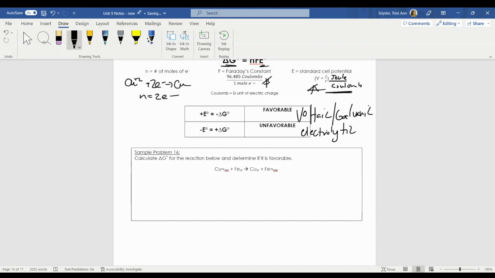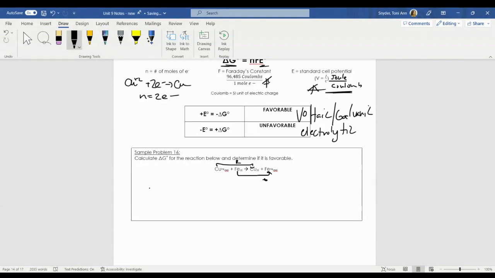Let's take a look at this reaction down here, sample problem 16. Sample problem 16 says calculate delta G for the reaction below, and we want to determine if this is a favorable process. So we will have to look at those standard reduction potentials on that paper that I gave to you. It looks like copper is getting reduced and iron is getting oxidized.